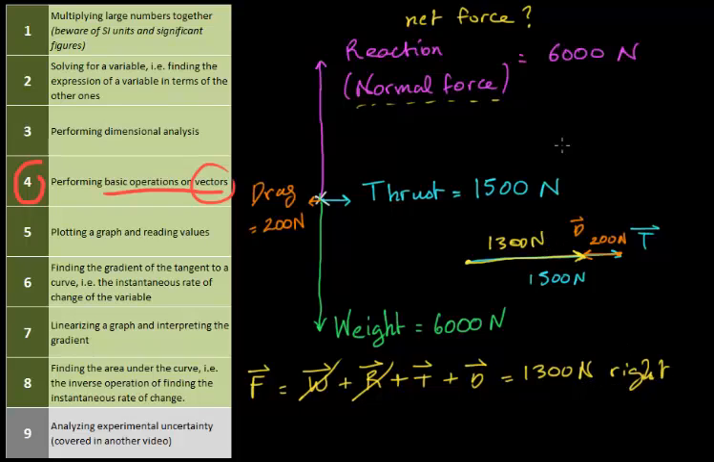And you could also define a convention saying that this direction is the positive direction. Okay, we often do this. We often define the direction of motion as the positive direction. So here in the end, you could just say plus 1,300 newtons, and you're done with this problem.